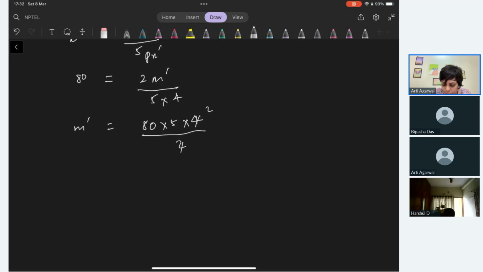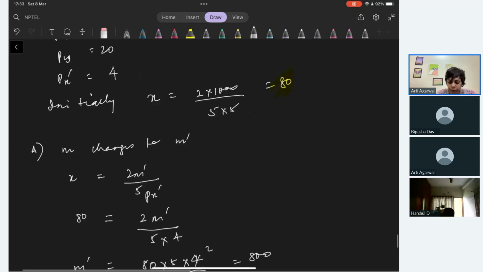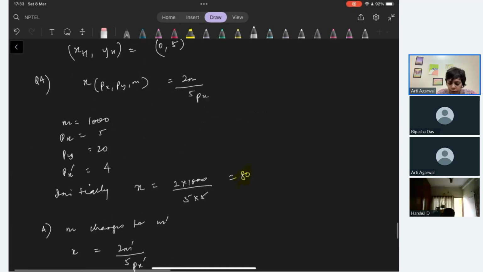This is 800. We are just saying that, at what income level would he have exactly the same consumption as before. This is actually just arithmetic. Just plug in the values and you solve for the expression. Let's go back to the question.